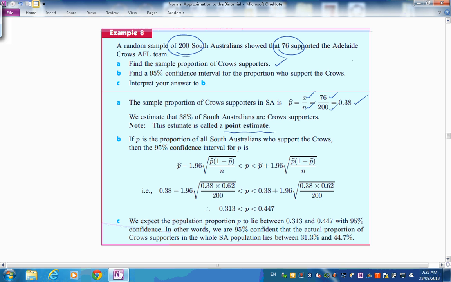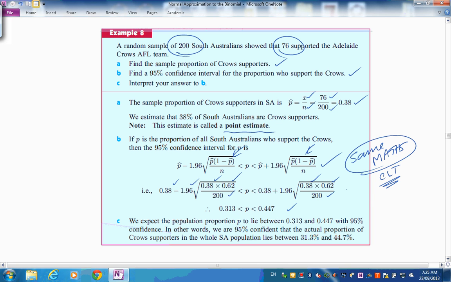Find a 95% confidence interval for the proportion who support the Crows. Here it is. Same stuff. Same maths. It's the normal distribution maths, thanks to the central limit theorem. Okay, very important there. Just watch the standard deviations vary for distributions. So it's p hat minus 1.96, p hat, 1 take p hat on n. There it is again. And so it's between 0.313 and 0.447.